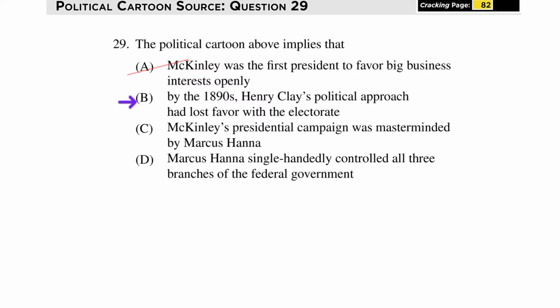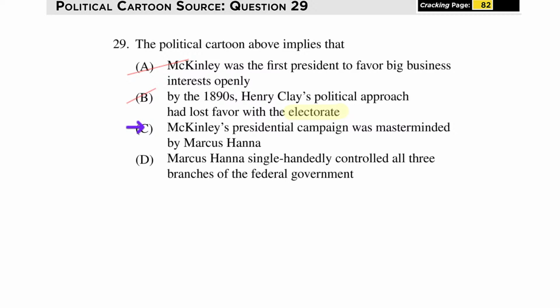By the 1890s, Henry Clay's political approach had lost favor with the electorate. Well, there's nothing really here about the electorate. I mean, Hannah thought that Henry Clay was a quote unquote ass, right? But we don't know if the voters actually thought that. There's nothing about that in the cartoon. So it's not going to be B.